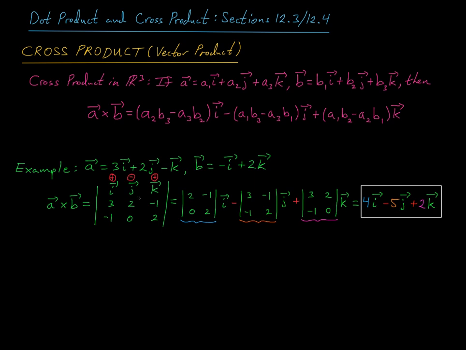And then lastly, for k, well, the coefficient of k is the 2 by 2 determinant found by deleting out row 1 and column 3. So 3, 2, negative 1, 0. And computing that determinant, we get 0 minus a negative 2, so that's a plus 2k. So, right, again, we take the cross product of two vectors, and the result is a vector.